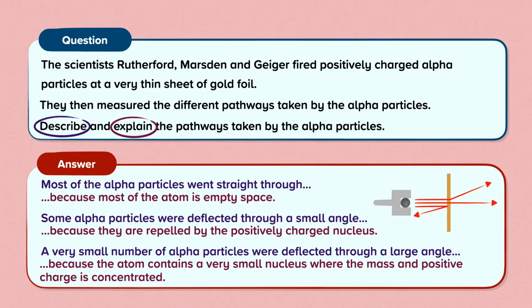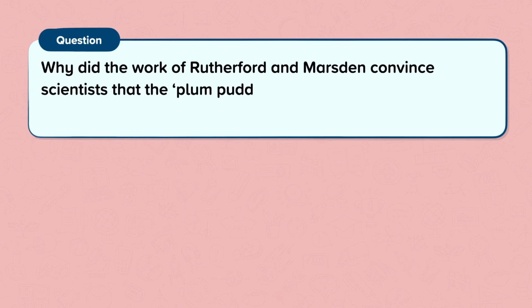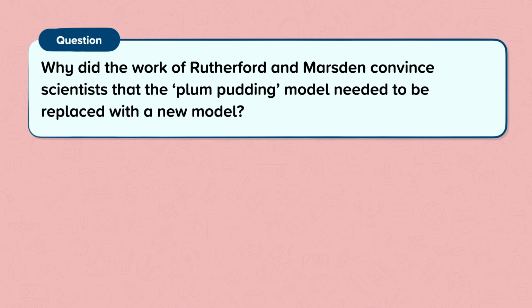Okay, excellent. That is such a classic question, and you guys have smashed it. This is the other question that comes up, not just on Rutherford's work, but on any kind of modelling question. So scientific models, and it could be about any of the models. Why did the work of Rutherford and Marsden convince scientists that the plum pudding model needed to be replaced with a new model? I could replace the names of the models in this with any model. And you don't actually need to know anything about the model. It's not asking you to describe the plum pudding model. It's not asking you to explain the deflection of alpha particles, nothing like that.